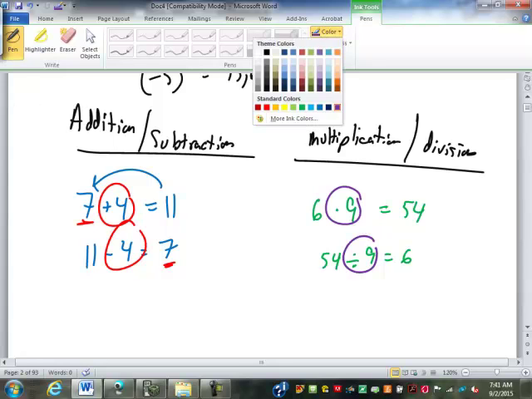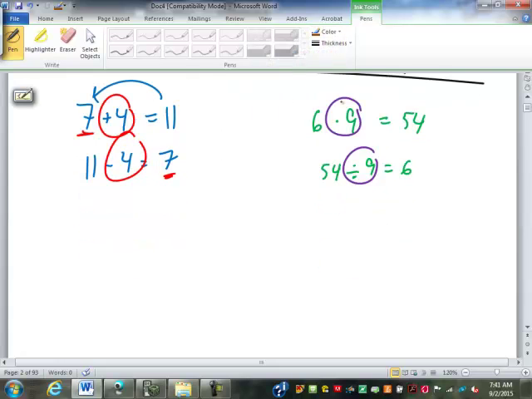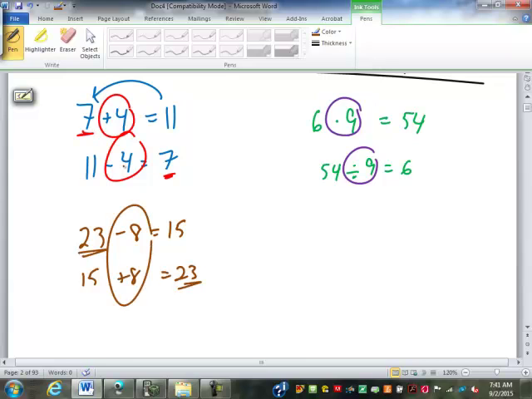And we can go the other direction if we wanted to. If I had like 23 and I subtracted 8 would be 15. If I take the 15 and I add 8, I get back to the 23. So I still get back to where I started. Addition and subtraction are inverses. They undo each other. They reverse each other.